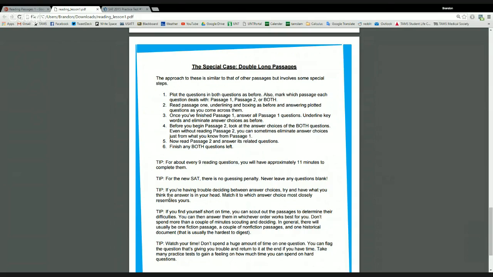If you find yourself short on time, you can scout and look through each passage to see which one's probably the easiest. Don't spend too much time scouting, as it also cuts your time overall. There will be fiction passages, a couple of non-fiction passages, and a historical document. Keep in mind that the historical document is probably the hardest one to digest, so you might want to leave it for last.